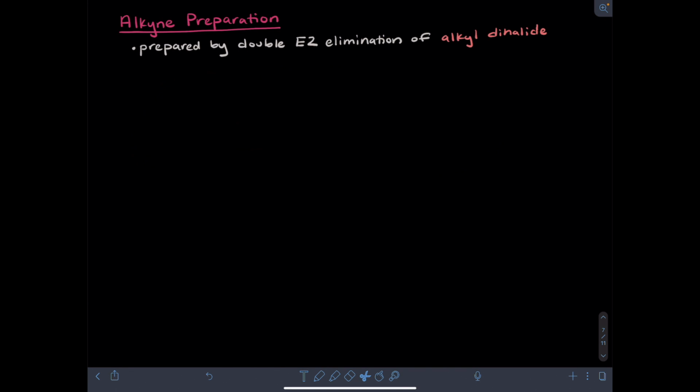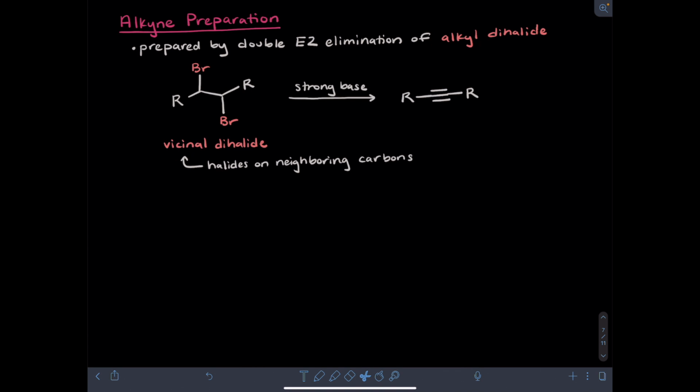The way that alkynes are prepared is from a double E2 elimination from a reactant known as an alkyl dihalide. There are a couple of structures for these alkyl dihalides. One structure of the alkyl dihalide has the halogens on neighboring carbons. This is known as a vicinal dihalide. Treatment of a vicinal dihalide with a strong base will cause two E2 eliminations to occur to form an alkyne product. I'll show the mechanism on the next page.